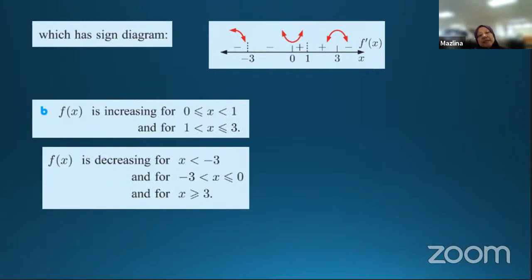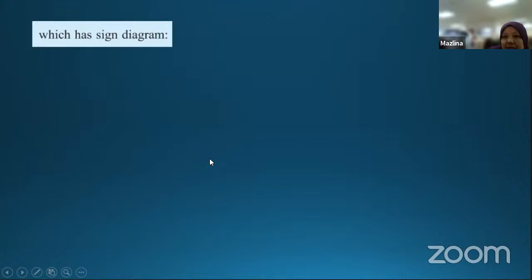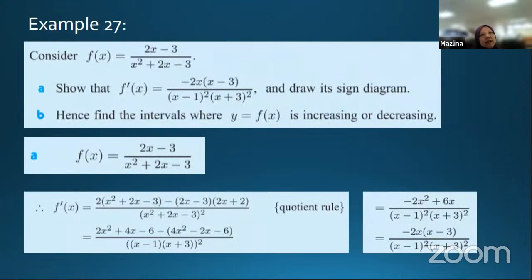Okay, what is this? Did I make a mistake? Okay, look, it is increasing for x between 0 and 1. Just now we got 0 and 1 is increasing, positive. And then we have here 1 and 3. And then we have here decreasing x less than negative 3. Okay, let me look again at the class.